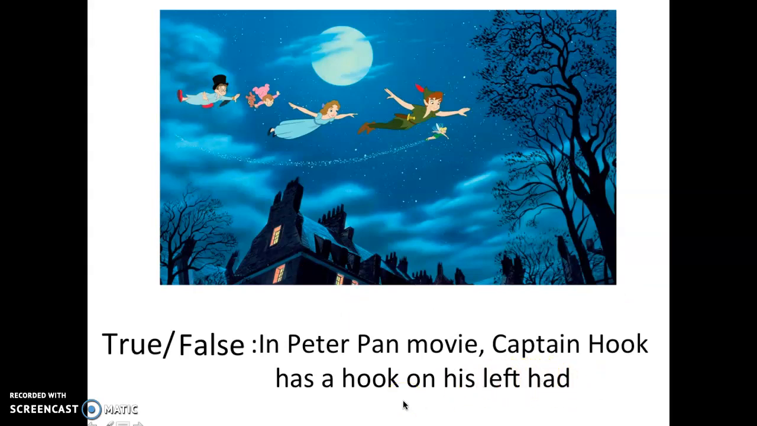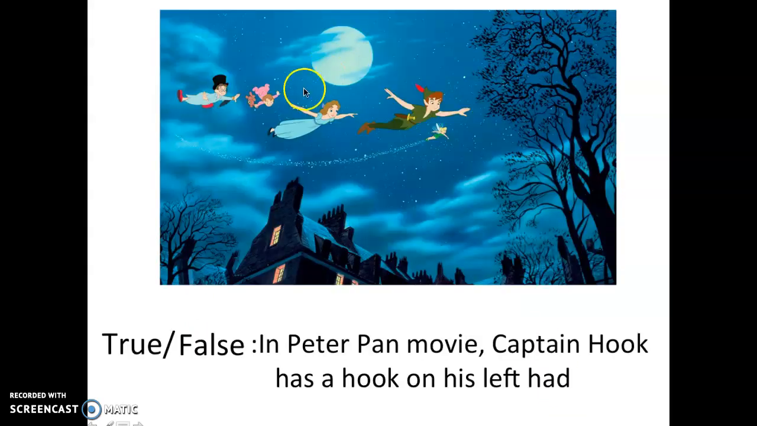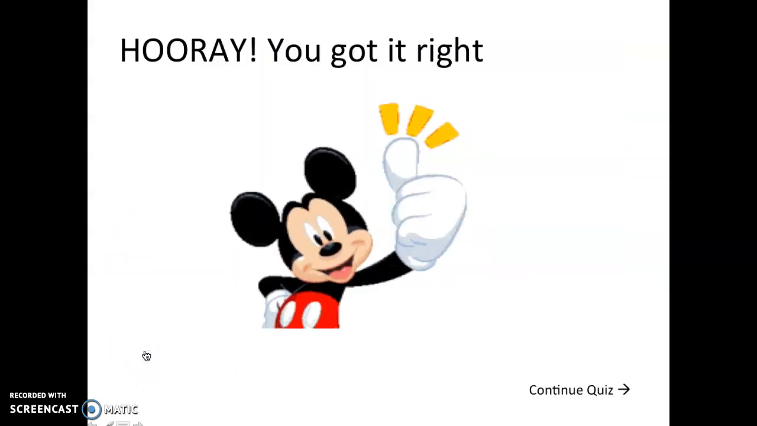True or false? In the Peter Pan movie, Captain Hook has a hook on his left hand. Let's say false and see what happens. It says, oh no, try again, folks. We can either try again or just continue the quiz, but let's try to make it correct. Hooray, there's Mickey Mouse saying good job again. All right, continue the quiz.